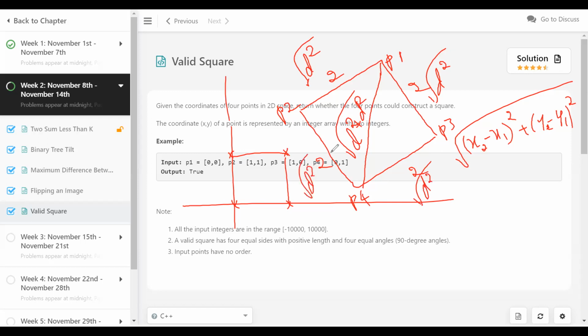Once I figure that out, I can also figure out the distance between P2 and P3. That has to be again the diagonal distance. We already know what the diagonal distance should be. If I figure out all of these, I think this is going to pinpoint the 4 points properly, and it's going to tell whether it's a square or not. Let me show my code, and then that should be clear.